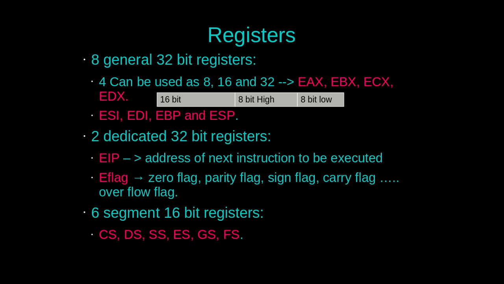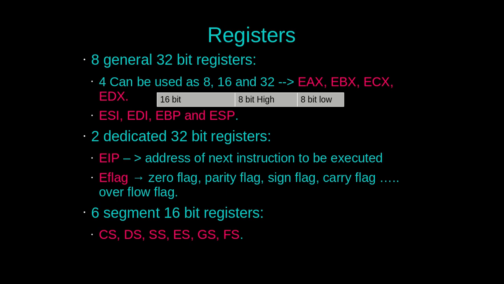The EFLAGS, I have a 32-bit register, each bit representing a flag, like zero flag, parity flag, sign flag, carry flag. Every clock cycle the CPU looks at those flags and checks if any has changed, and this is really important to keep in mind.